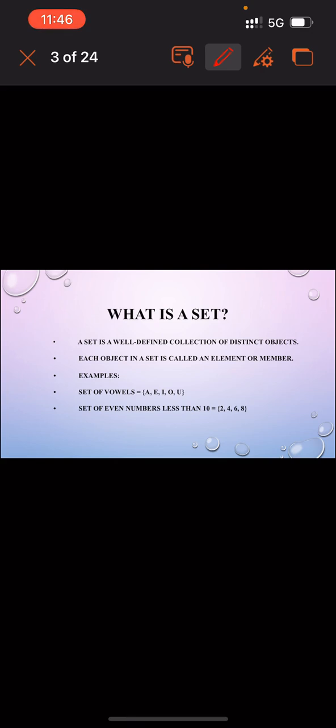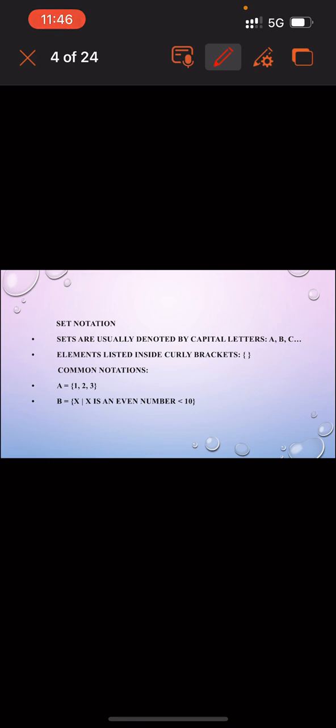That means suppose if you take English alphabets, totally 26 alphabets we have. In that, 5 letters are only vowels. So set of vowels means A, E, I, O, U. Those 5 letters we can write in a curly bracket. So inside the curly bracket we can represent the set. Set of even numbers less than 10, that is also a set, means 2, 4, 6, 8. So less than 10, no, so even numbers 2, 4, 6, 8. These are the examples for set.